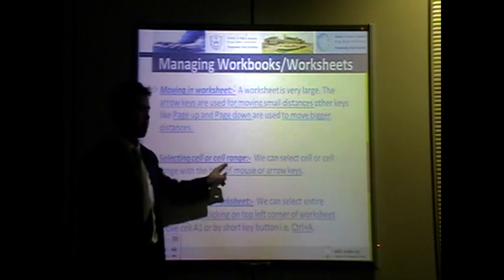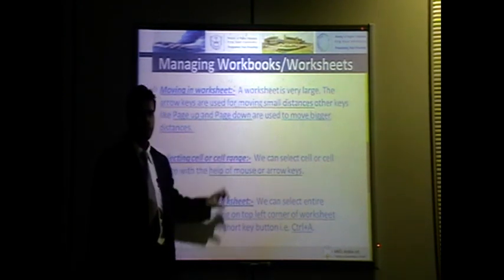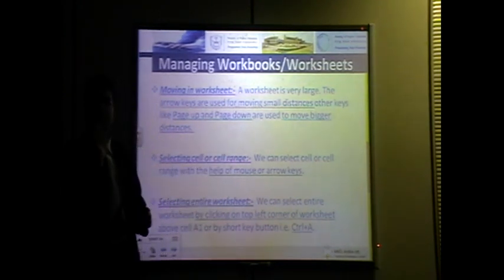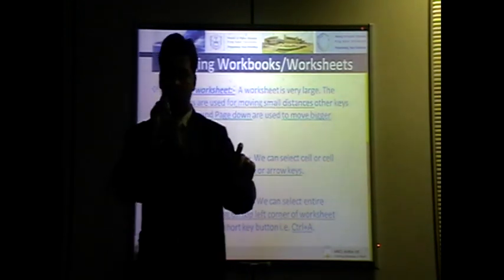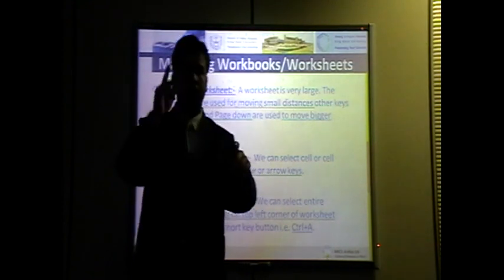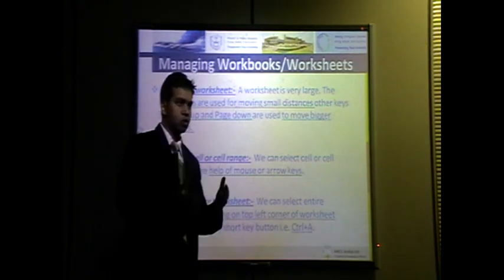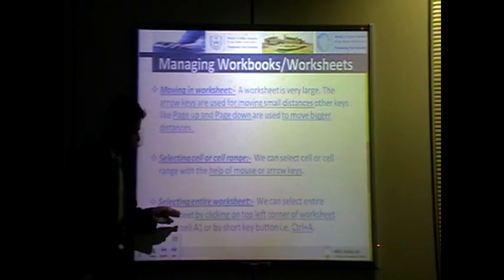Selecting a cell or cell range. You can click on one cell, then that is selected. If you want to select more, you can use Shift and an arrow key. Shift and right arrow, Shift and down arrow, or any other, so that you can select.